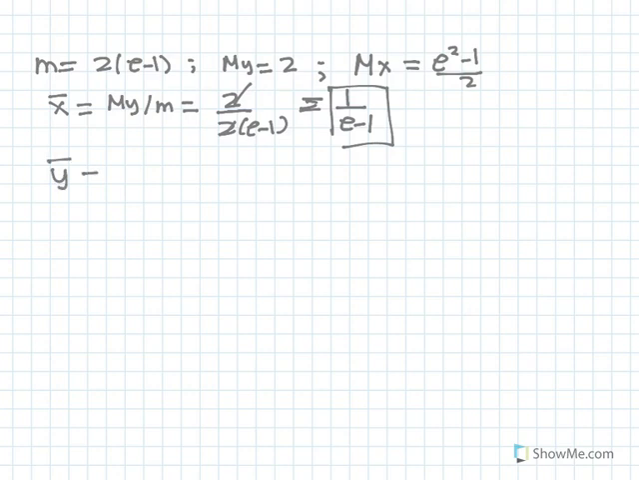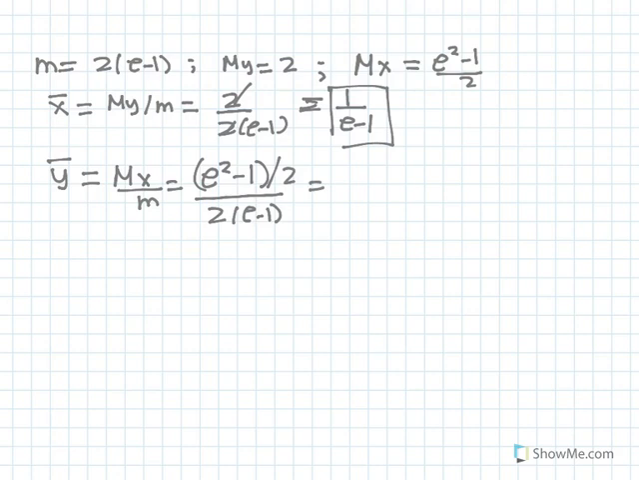Y bar. Y bar is equal to Mx divided by m. The moment with respect to the x-axis is e squared minus 1 divided by 2, divided by the mass. The mass is 2 times e minus 1. Well, we need to simplify this. We got 1/2 times 1/2. That gives us 1/4. We've got e squared minus 1 in the numerator. Let's factorize it as e minus 1, because that's a difference of squares, times e plus 1.